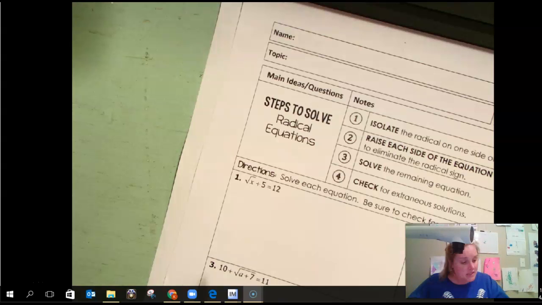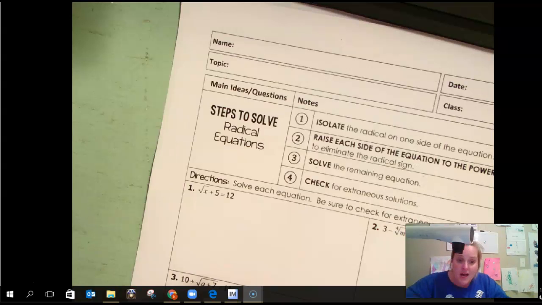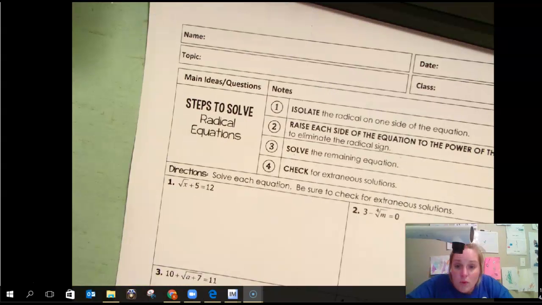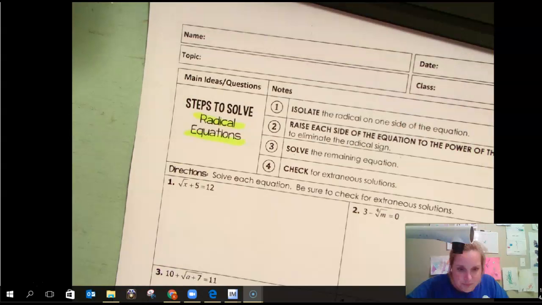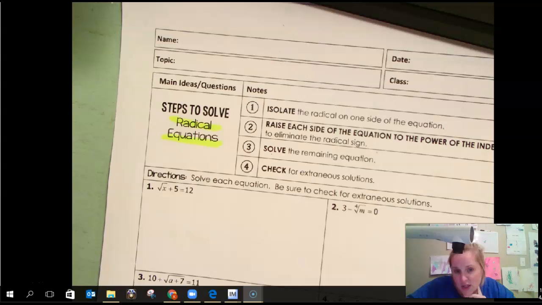Okay, so we've been talking about radicals and simplifying radicals, all of those things. So what we're going to talk about today is radical equations and how to solve those. Step 1 says isolate the radical on one side of the equation if you can. Then it says raise each side of the equation to the power of the index to eliminate the radical sign. Solve the remaining equation and then check for extraneous solutions. This is important because there are going to be some of them that do not work. And if it does not check, then the answer is going to be no solution.